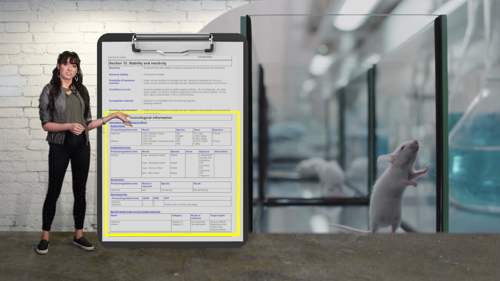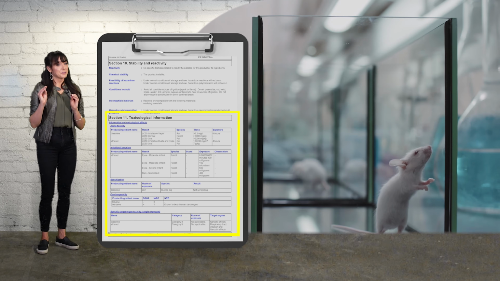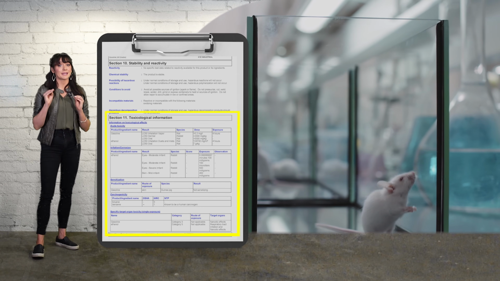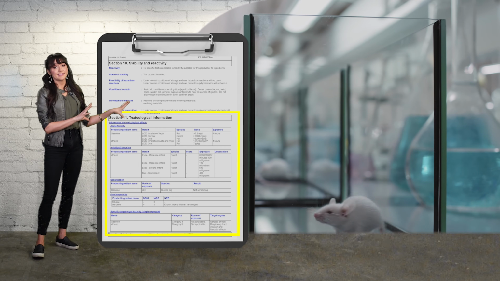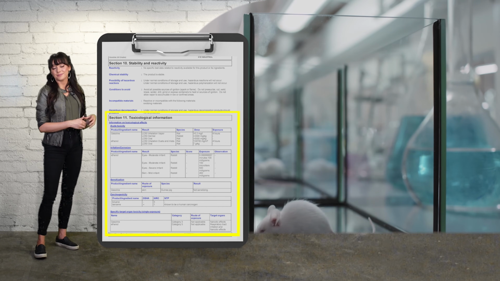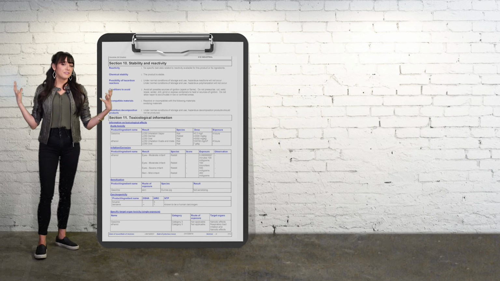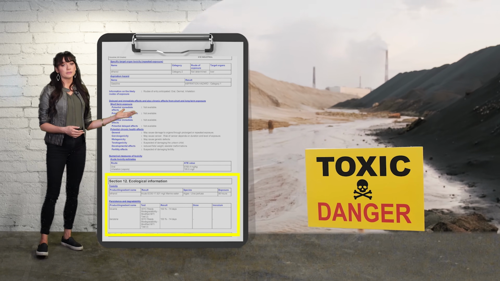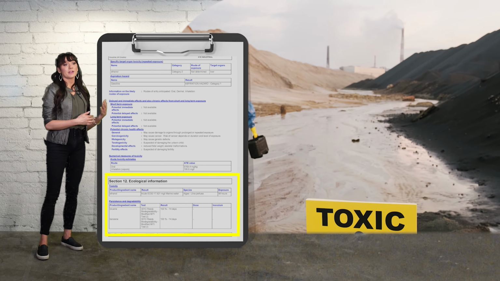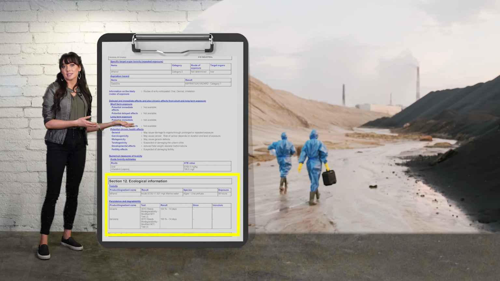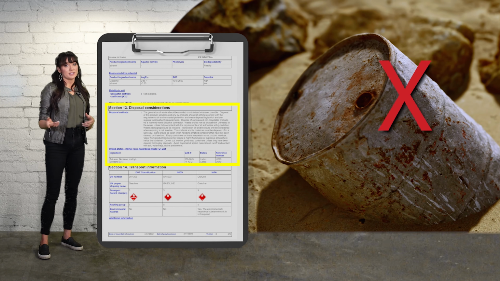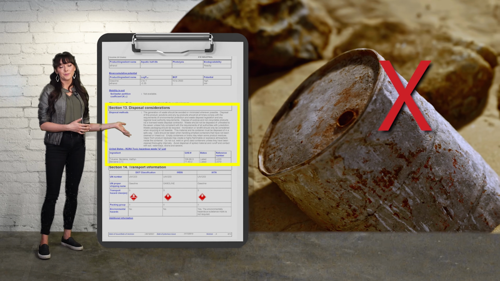Section 11, Toxicological Information. If you're looking to find out more information about any toxicology studies that have been conducted on the substance, this is an excellent place to start. Now, after that, the next 4 are really pretty straightforward. Section 12 is Ecological Information and talks about any ecological hazards you may need to consider. Section 13 is Disposal Considerations and outlines the proper way to dispose of the chemical.